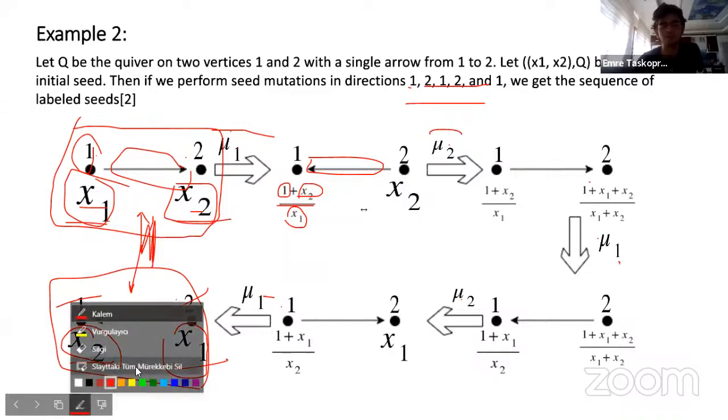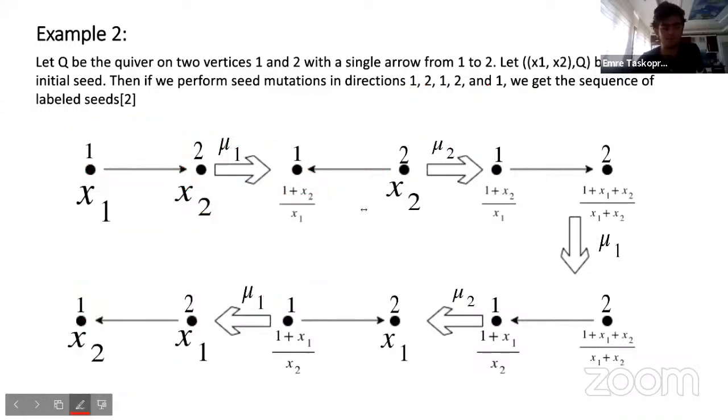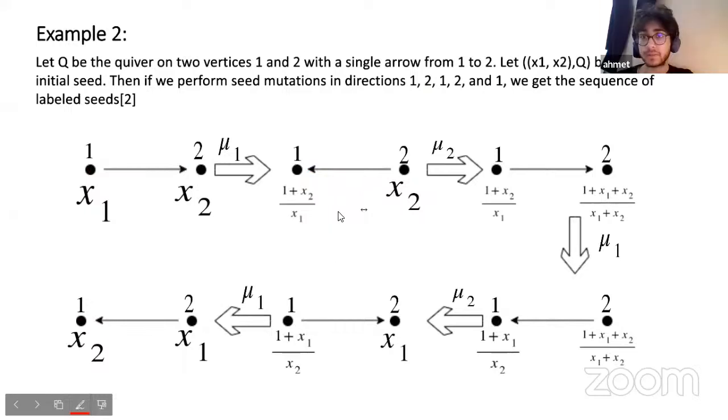Is there any question about this part? There isn't any question on Mute for chat. Okay. We can move on.